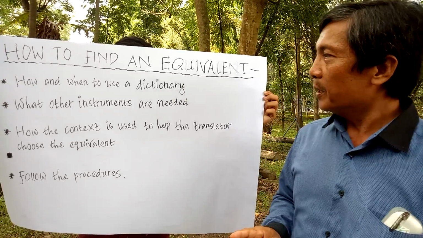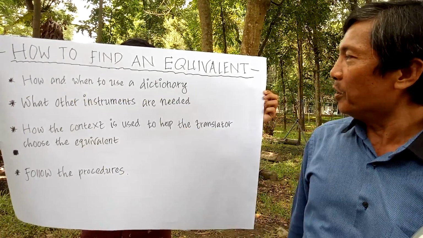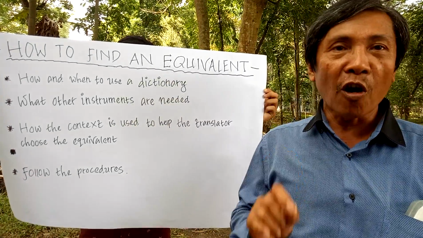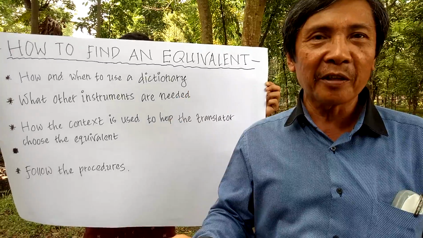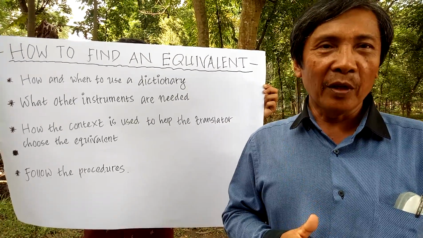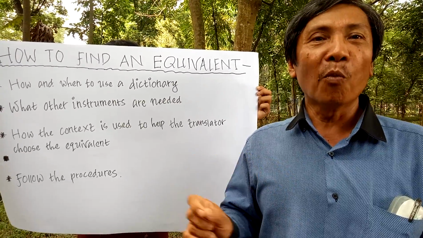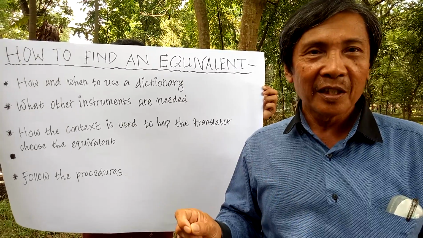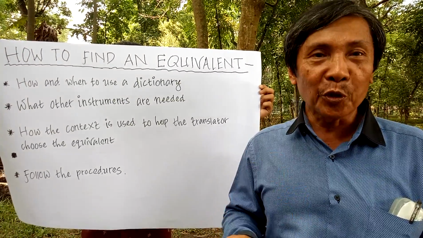The equivalent is given in a dictionary. So how and when to use a dictionary depends on the text. You don't just go to your dictionary and open it for the equivalent. For example, when there is a word in the source language, there can be more than 20 meanings in the target language dictionary. And so you have to choose.